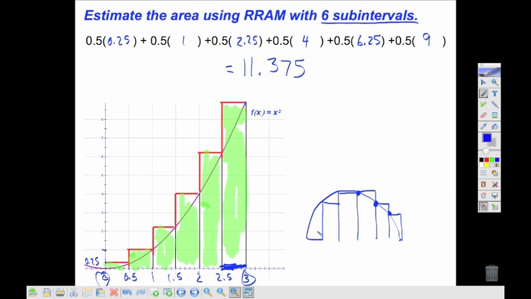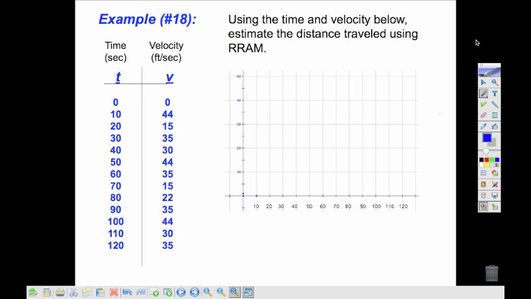In this example, we're looking at a situation where we have something moving and measurements are being taken of the velocity every 10 seconds.